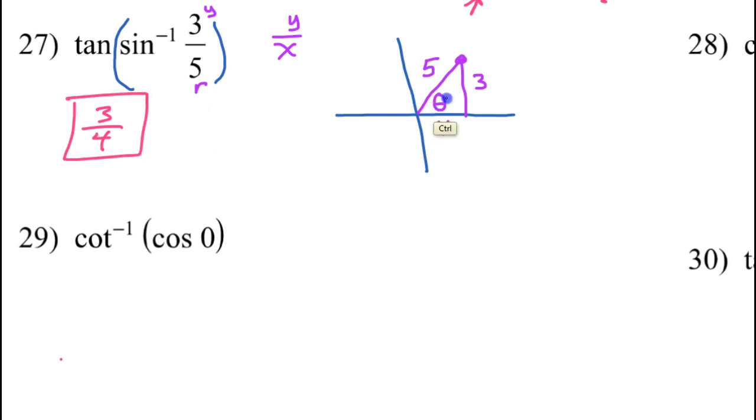All right, so I never did find the angle. I never did find the angle whose sine is 3/5. But I drew the angle whose sine is 3/5. And then I was able to take the tangent of that without ever knowing what the angle was.